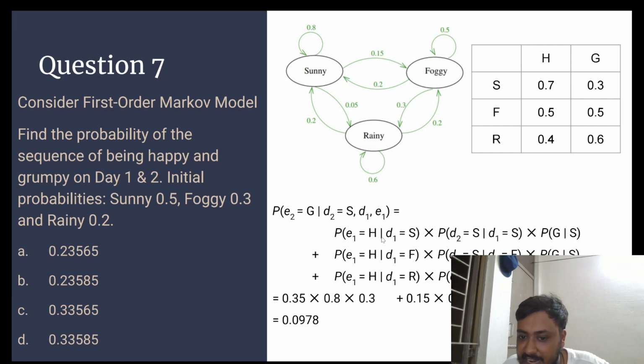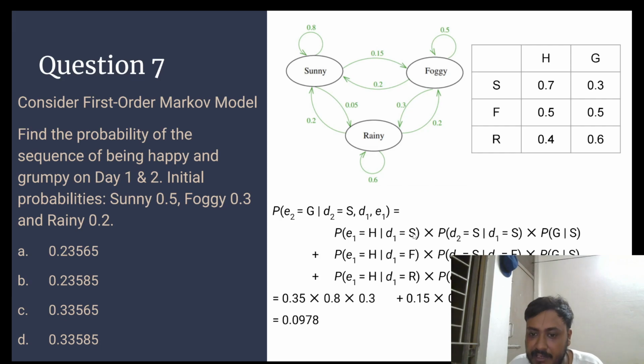So E1 is H and D1 is S. Into D1 is S and D2 is also S. So see, the transition happens between the states. The emission is from the current state only. EX is based only on DX, but DX is based on DX minus 1. That is what I was trying to emphasize.